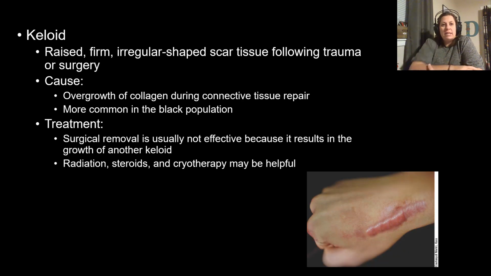Another one is a keloid. A keloid is a raised, firm, irregular shaped scar that happens when we see scar tissue develop. It happens normally after a trauma or surgery, and the cause is an overgrowth of collagen during the connective tissue repair of that scar. It's more common though in the Black population, but it can happen to anyone, and it just means instead of it being kind of a thin type of scar, it's just more raised and larger.